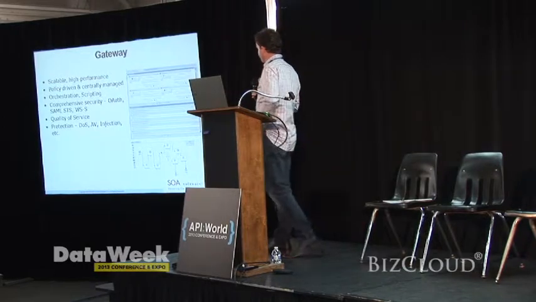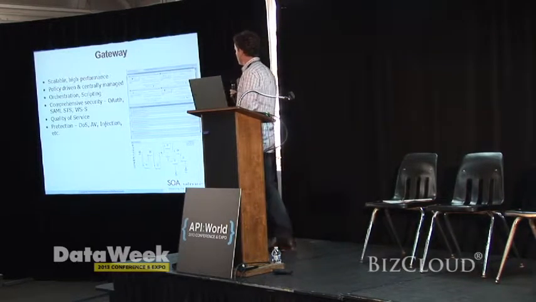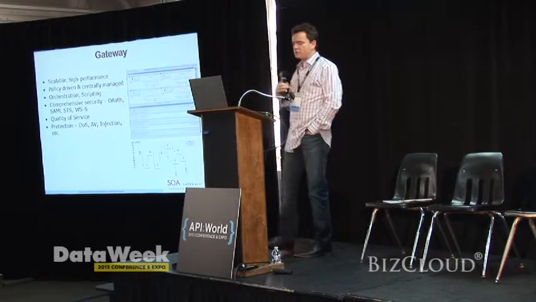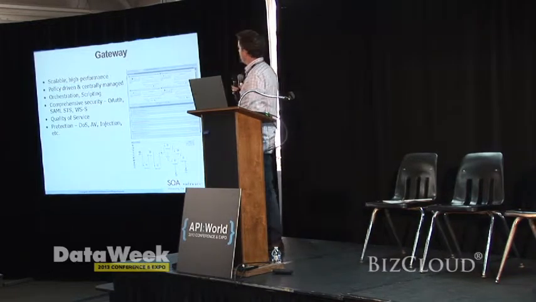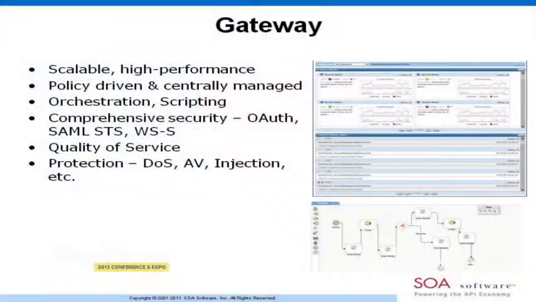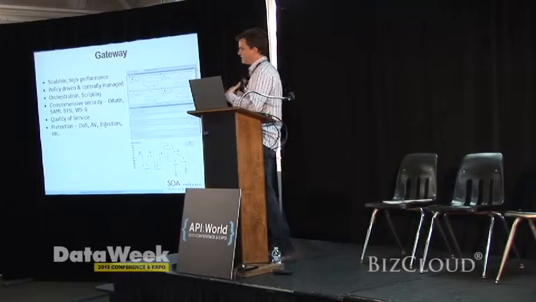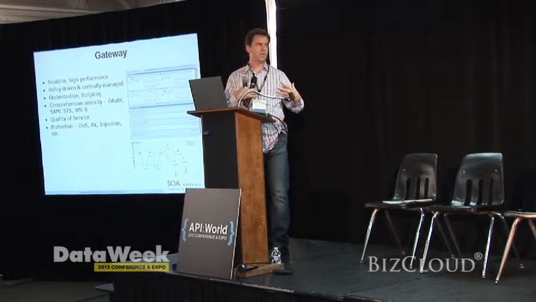Then there's a gateway, a high-performance, policy-driven system that provides orchestration and scripting. It also gives you a lot of security capabilities, OAuth, SAML, OpenID, WS security, provides you with quality of service, bandwidth limiting, throttling, etc., as well as protection. So denial of service, antivirus, SQL injection, JavaScript injection, all of the kinds of protection an organization needs when they're exposing an API potentially for the first time as a new channel for their business.